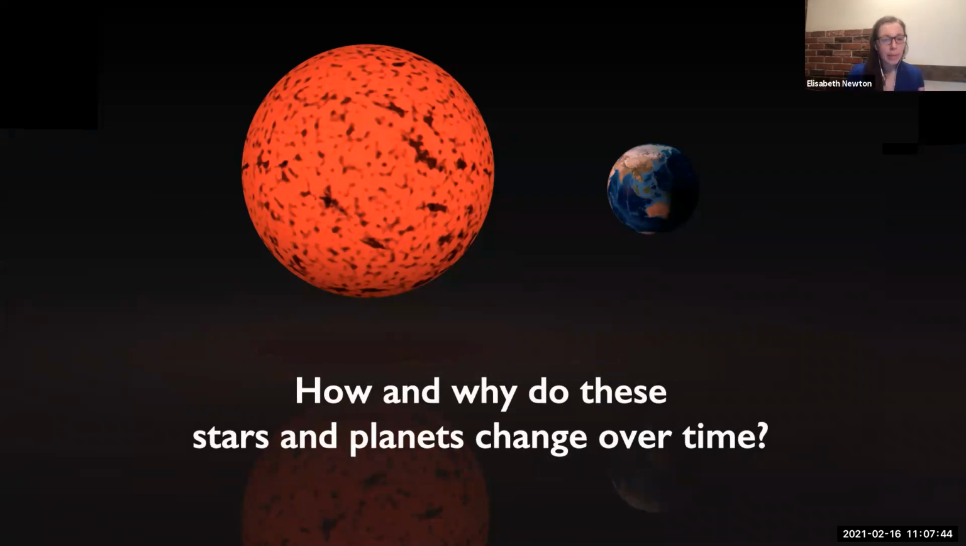So in sum, the big overall picture or question that defines my research is, how do stars and planets change over time? What observations do we need to try to answer these questions? What does this tell us about how these objects, these stars and these planets, work? How do they interact?